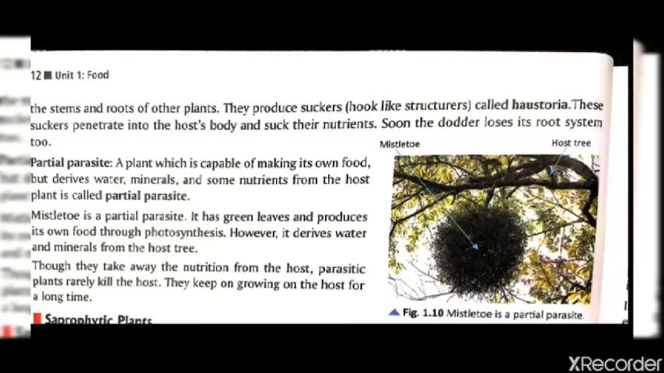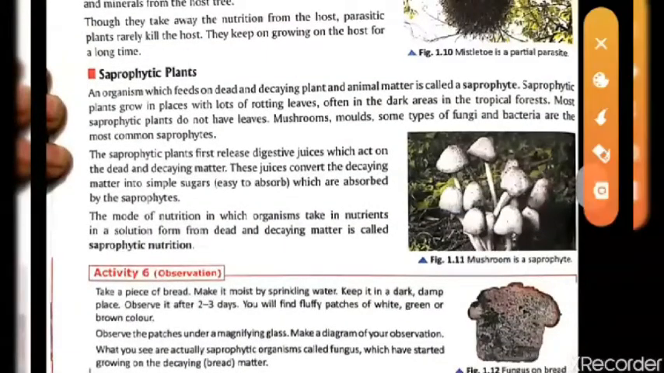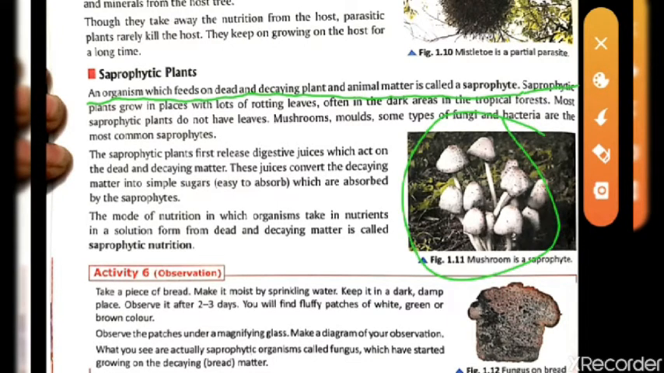So we have completed the parasite part. Let's see the other part. Here we have the saprophytic plants. What I have told you about saprophytes is that they feed on dead and decaying plants. Let's see what is written in the book. An organism which feeds on dead and decaying plant and animal matter is called a saprophyte. Just like you can see the mushrooms. Mushrooms are saprophytes, which means they feed on dead and decaying organisms.